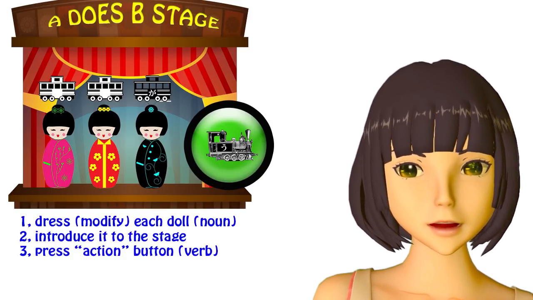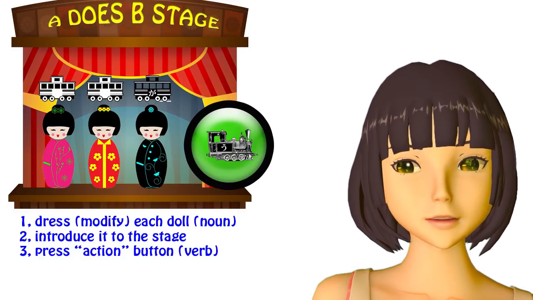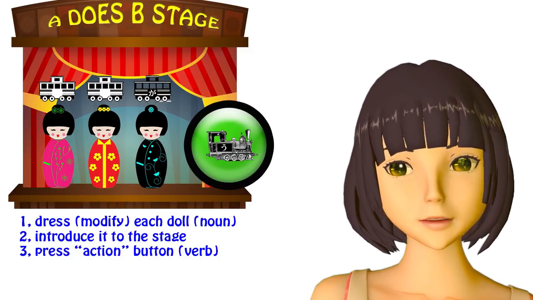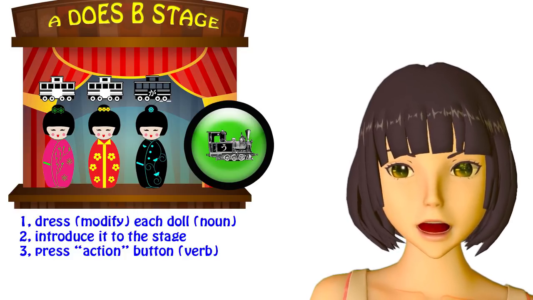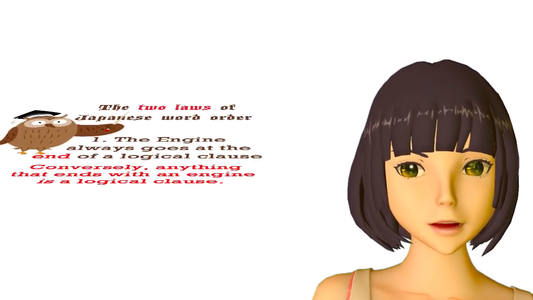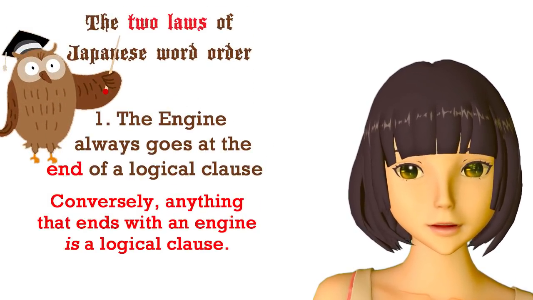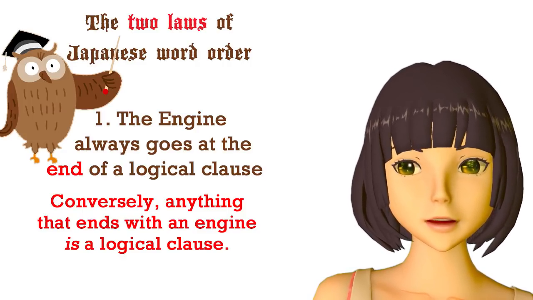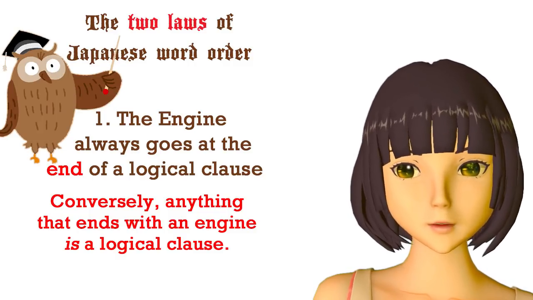And then finally, if it's an action scene, if it's a does be scene, then we put on the action button and we watch the actors going through their parts. And from the word order, we can always tell what's happening. If we have a clause that ends in one of the engines, a verb, an adjective, or a noun plus copula, we know that that is a logical clause.